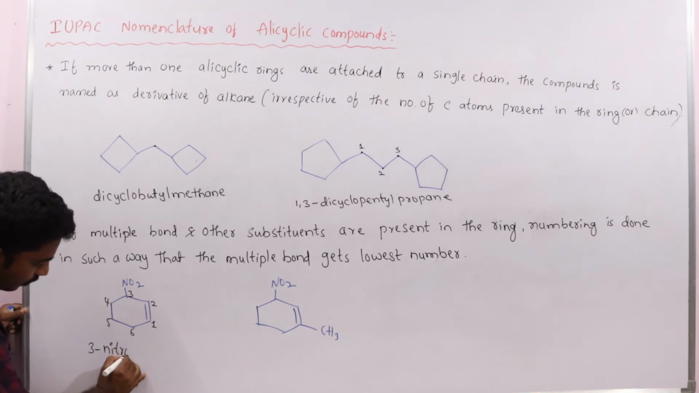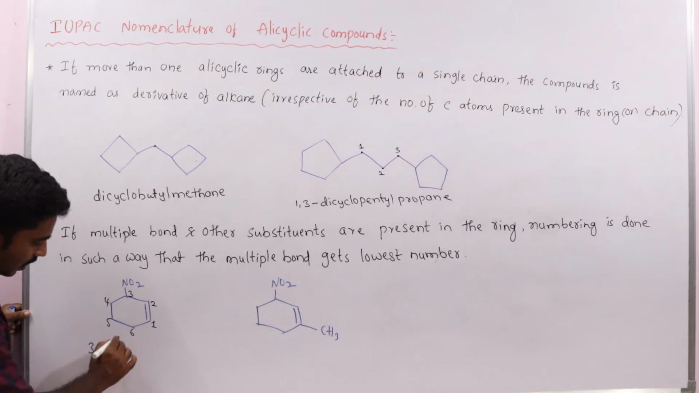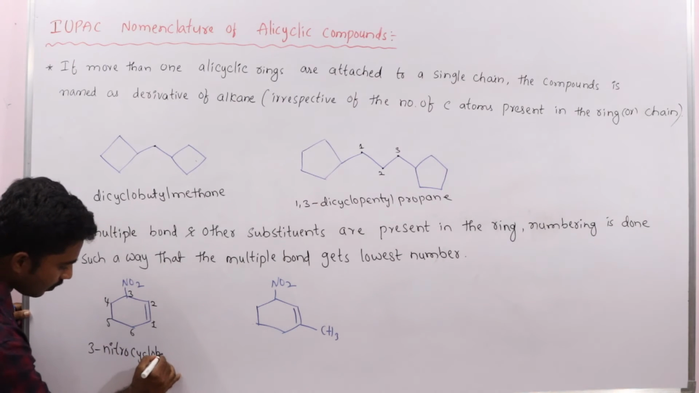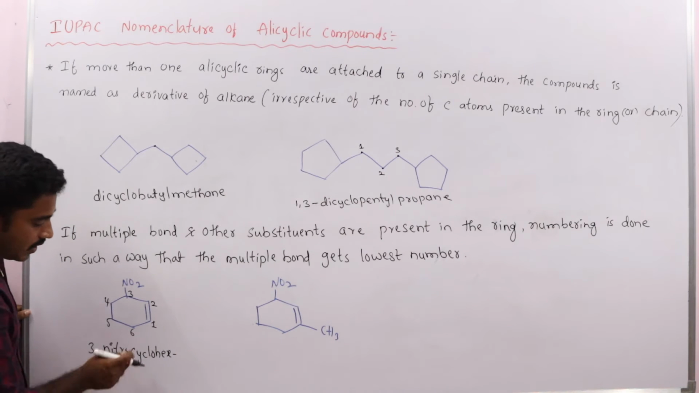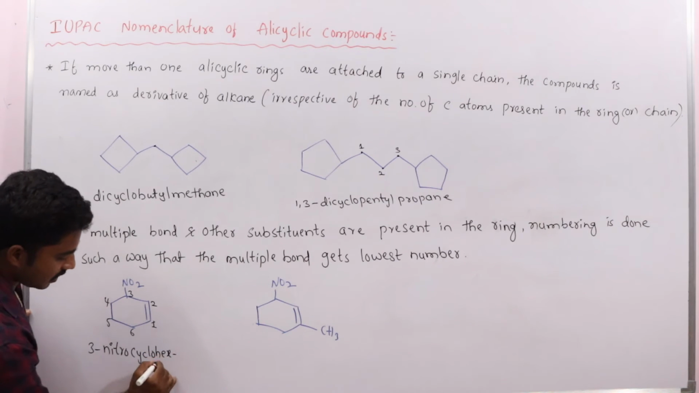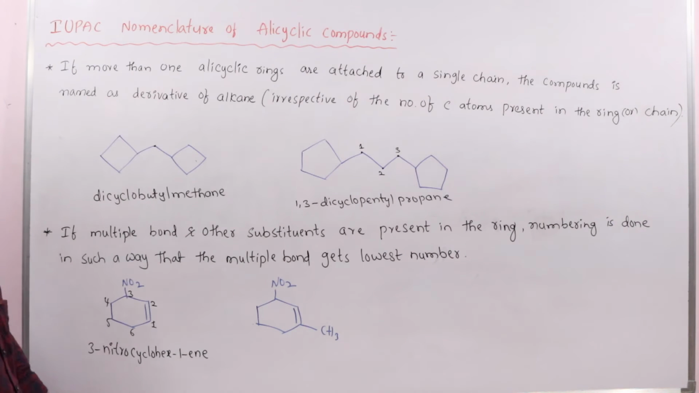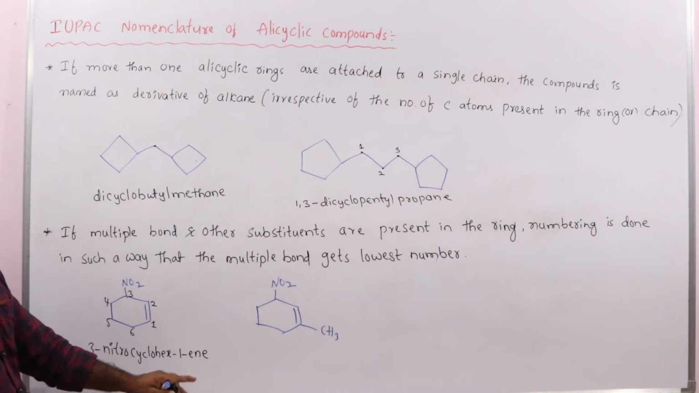3 nitro cyclohex, double bond at first position, that's why cyclohex 1 ene is the name. 3 nitro cyclohex 1 ene.